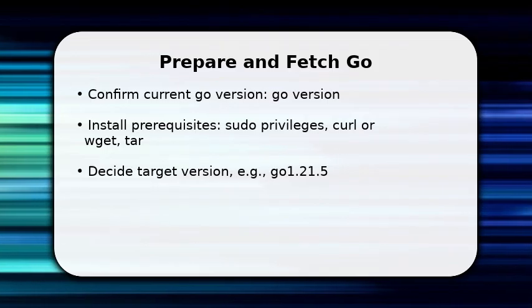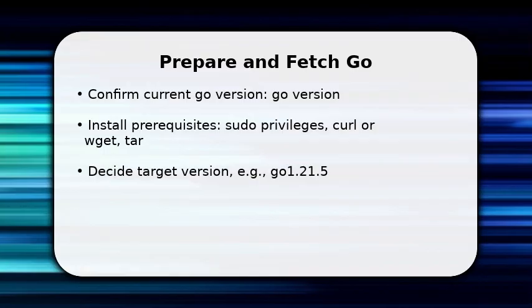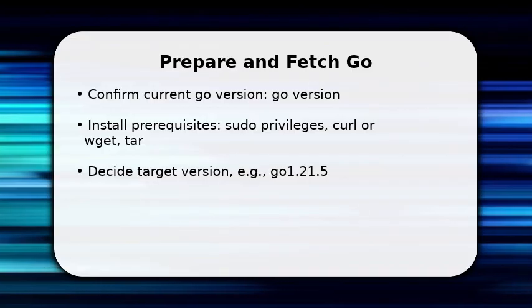Once done, pick the exact Go release you want, for example Go 1.21.5, because updating to a specific version avoids surprises. Now download the tarball from the official release channel to your machine using curl -fsSL or wget, and get ready to replace the old installation.